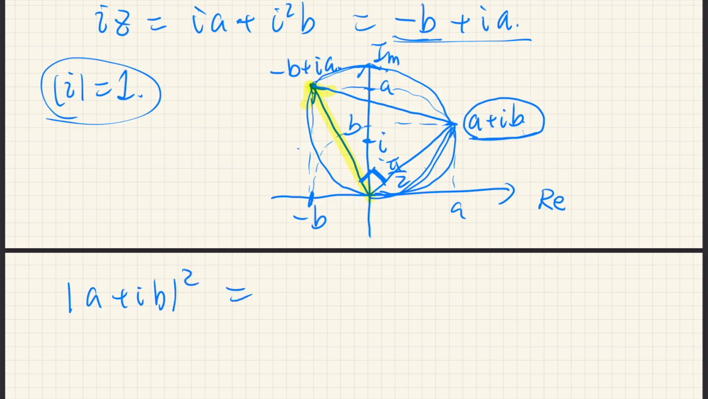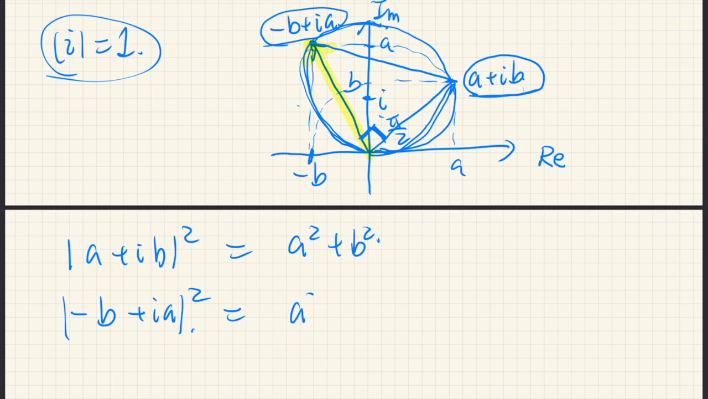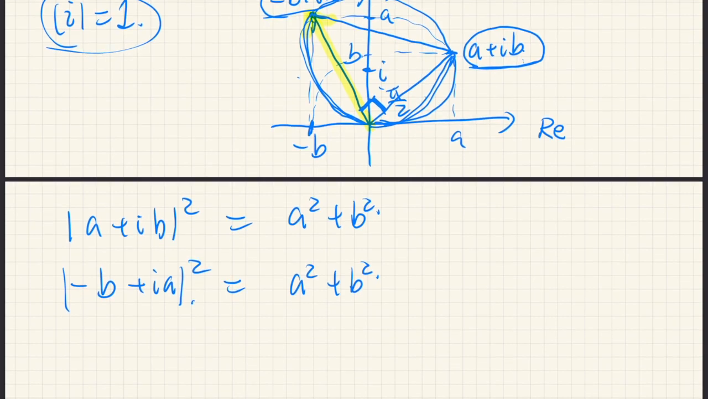Okay, the squared modulus is a squared plus b squared, right? And what's the length of this one? It's the absolute value of this one, so that is negative b plus ia. The modulus squared is, again, a squared plus b squared. So if we add them, we have 2a squared plus 2b squared.